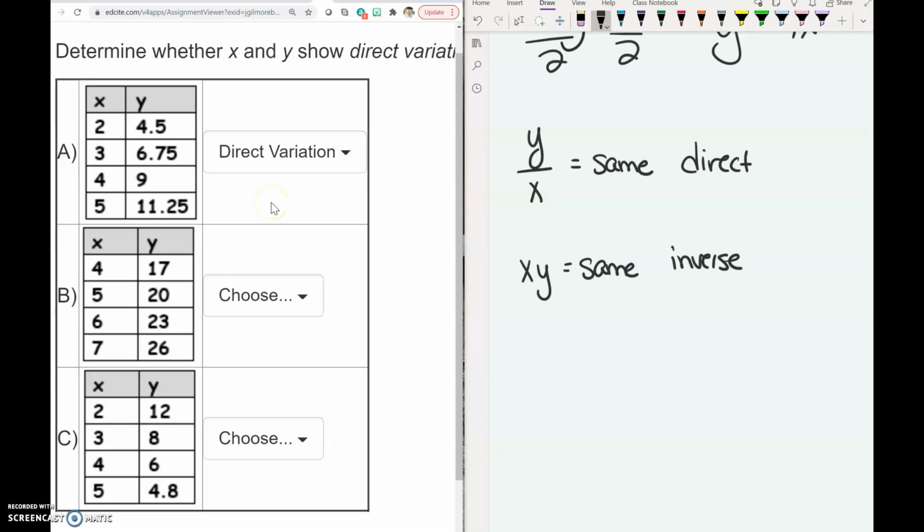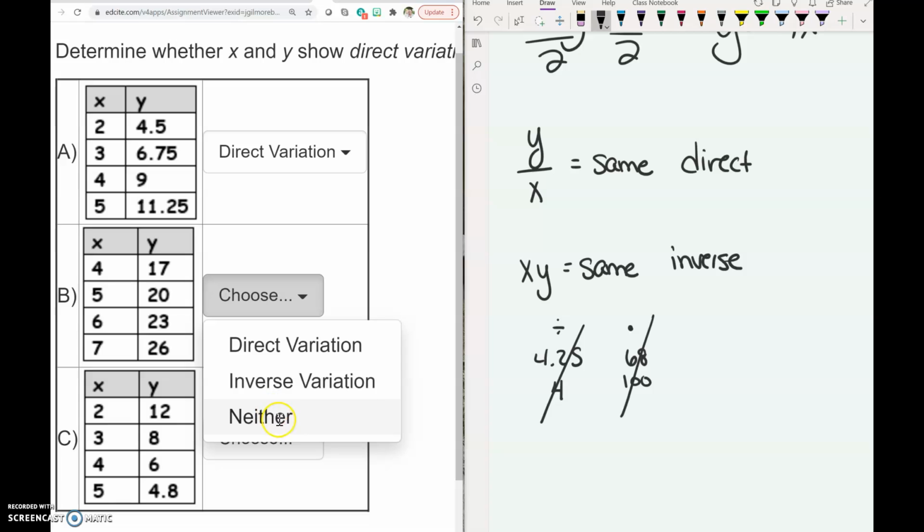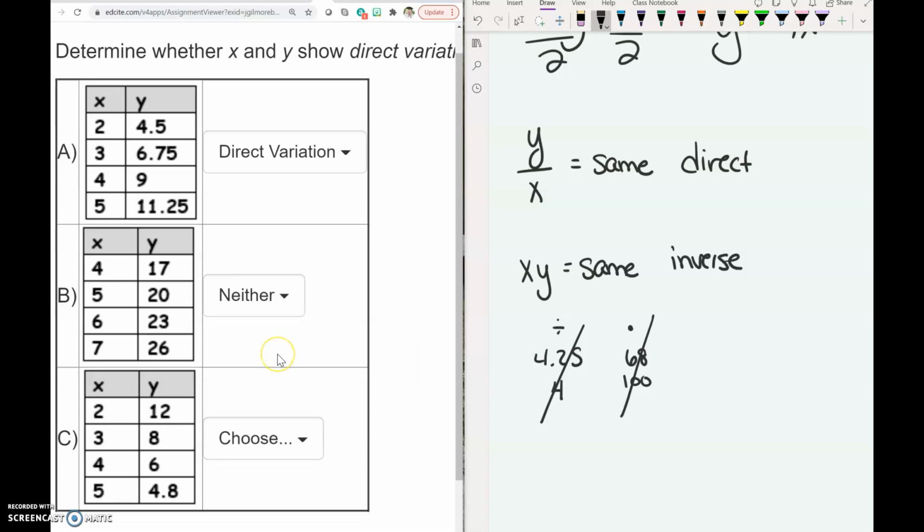In example B, I did 17 divided by 4, and I got 4.25. I did 20 divided by 5, and I got 4. So when I was dividing, I did not get the same numbers. Then I did 4 times 17 and got 68. 5 times 20, 100. So when I multiplied, I did not get the same numbers. That means it is neither.